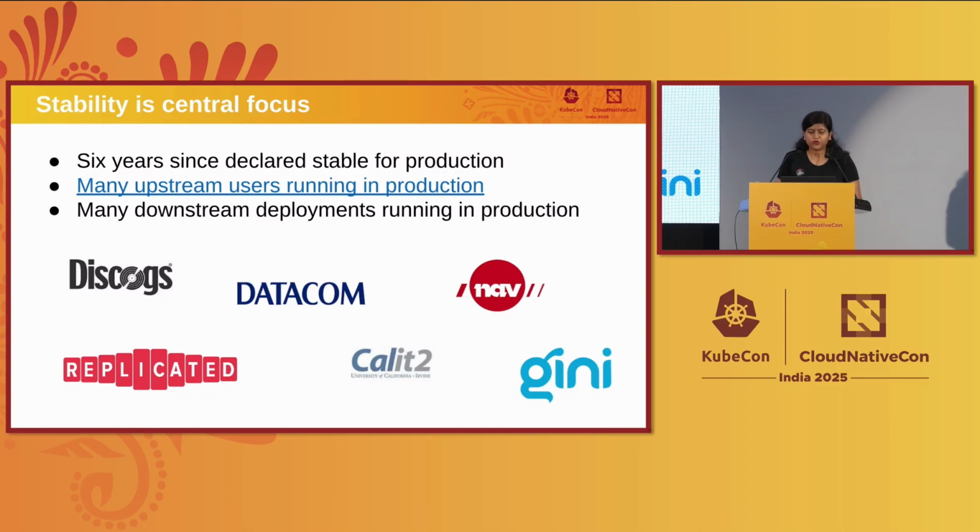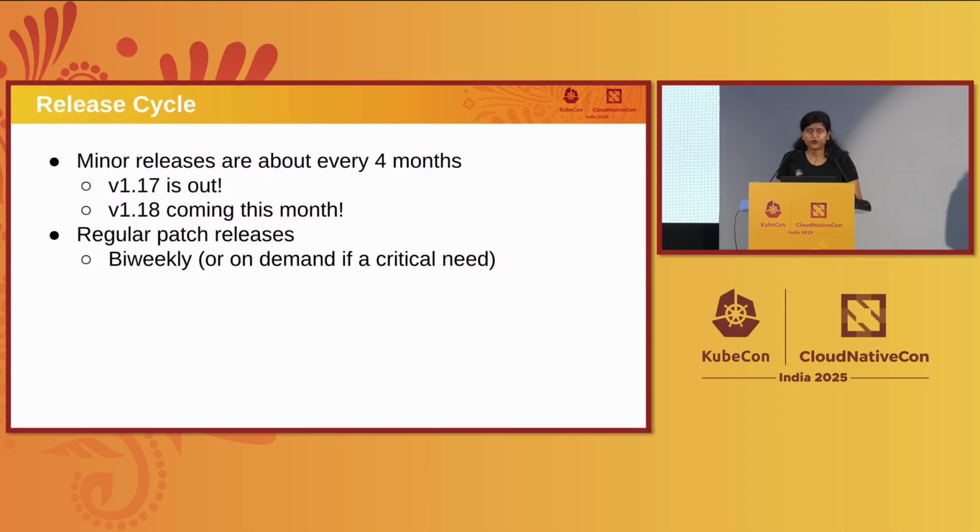Many downstream deployments are running it in production. For the release cycles, we follow in the footsteps of Kubernetes. We try to make a release every 4 months. Version 1.17 is already out, 1.18 is coming this month, and we do bi-weekly patch releases. And even if you have some critical need, we are also open to serving them.